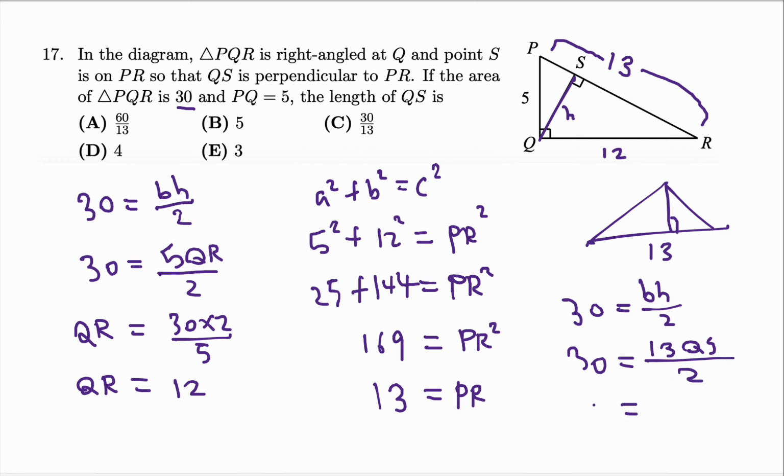So that's going to be, so QS will be 30 times 2 divided by 13. Sorry for the messy writing. So QS will be 60 over 13. And that's going to be option A.